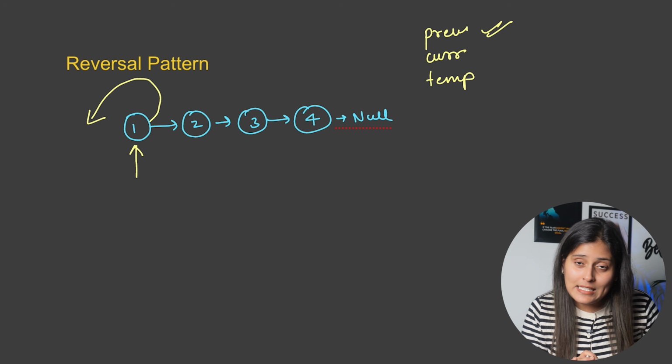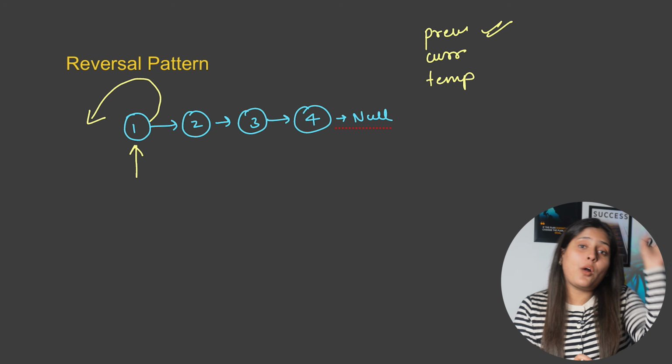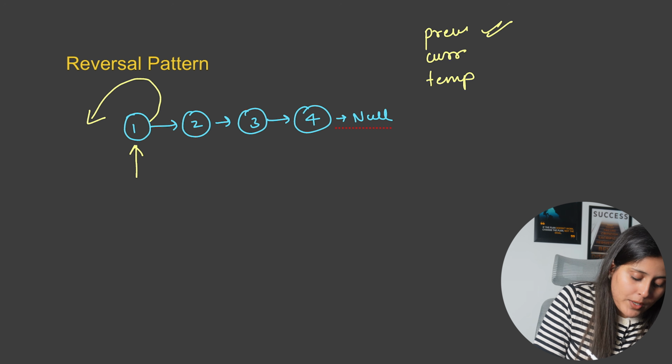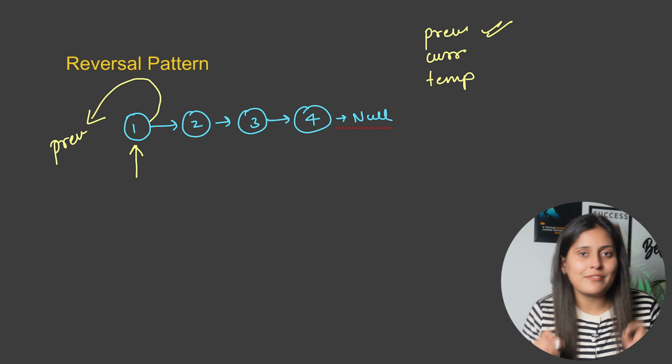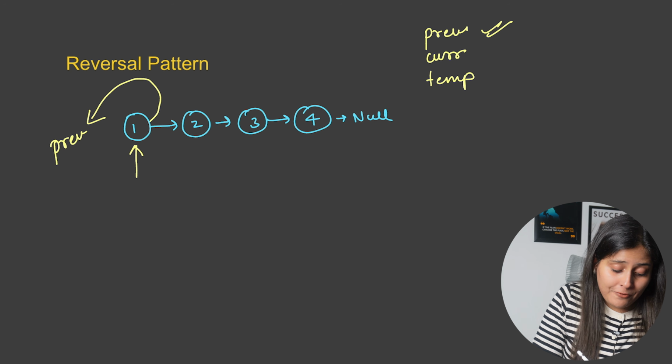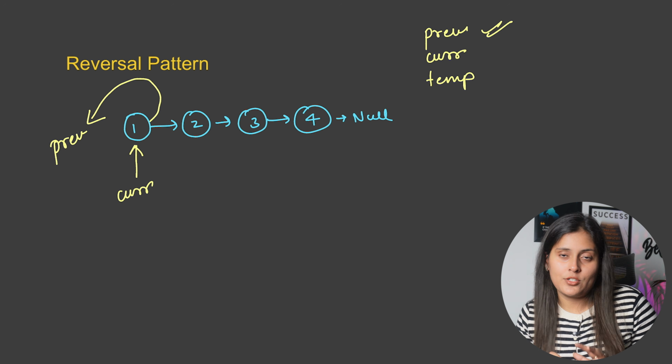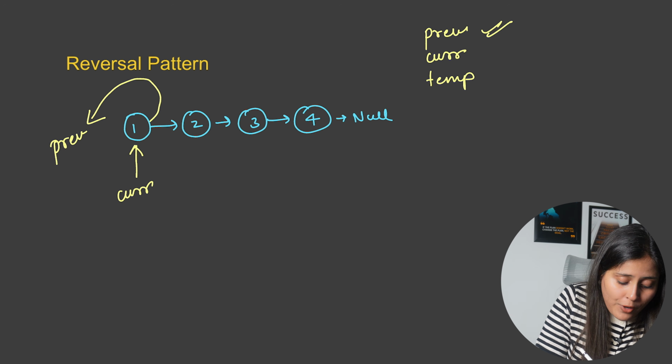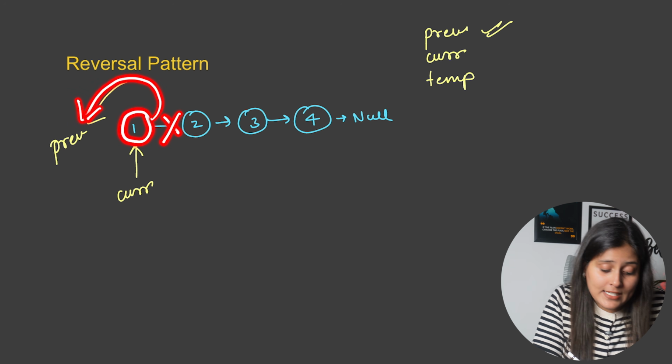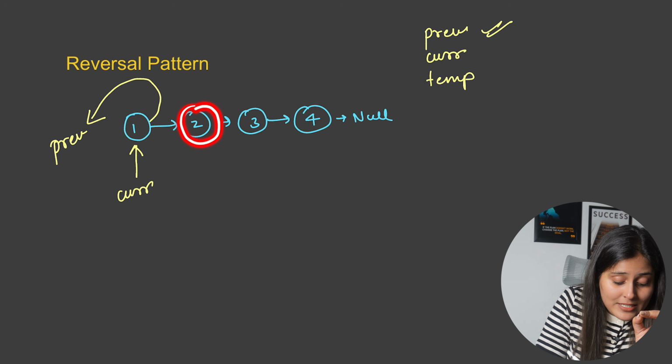So this null is nothing but we are actually pointing to the backward pointer, and that backward pointer will be held by the previous pointer. The node we are standing at, we will call this the current node. And as the next pointer of 1, we are disconnecting and connecting back to previous. So while we are disconnecting, we might lose this 2 node.